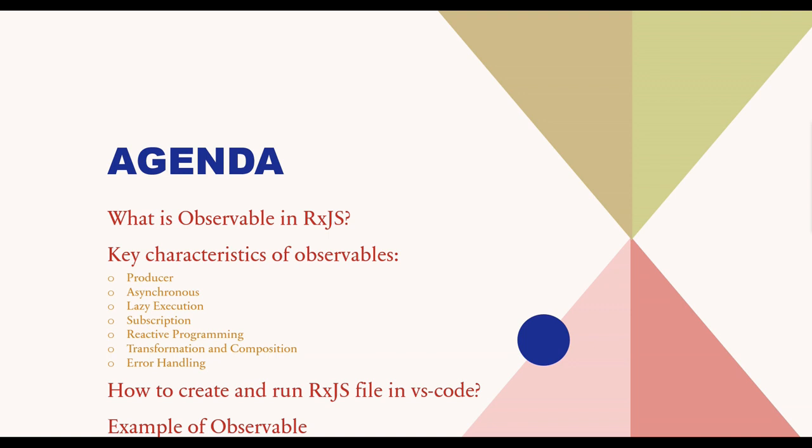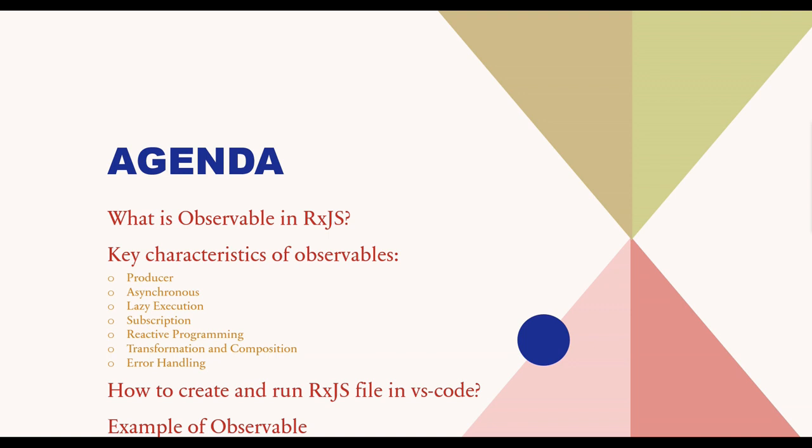The first one is producer. An observable is a producer of values or events. It can create, generate, or obtain data from various sources such as an array, network request, user interaction, timer, or even other observables. Then asynchronous: observable can handle asynchronous operations by emitting values over time.